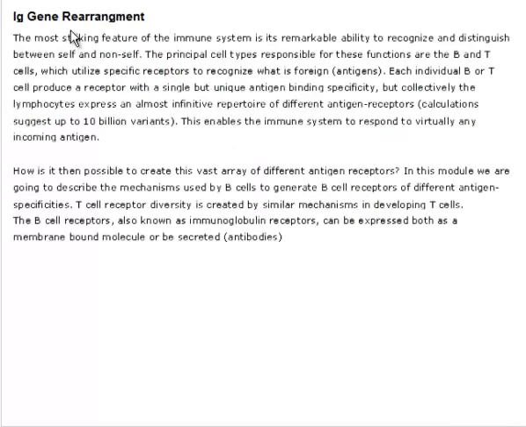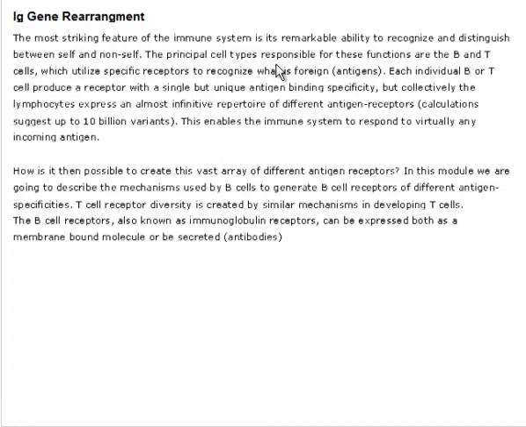Genes for the immune system that produce antibodies are given the name Ig for immunoglobulin. These are globular proteins of the immune system, and that's where their name comes from. One of the most striking features of the immune system is its remarkable ability to recognize and distinguish between self and non-self, and it can also recognize millions of foreign invaders that come into our body that our body has never been exposed to before.